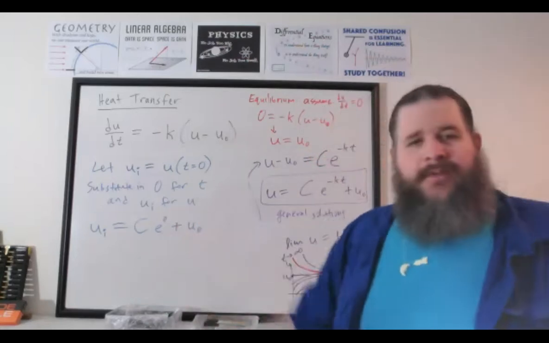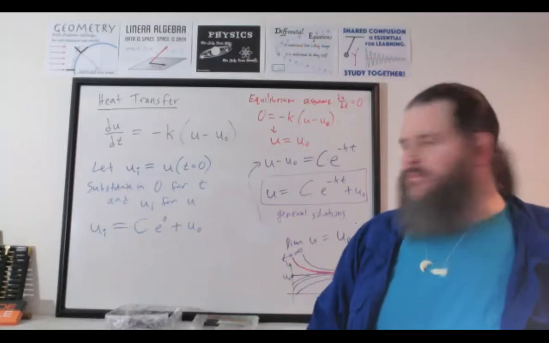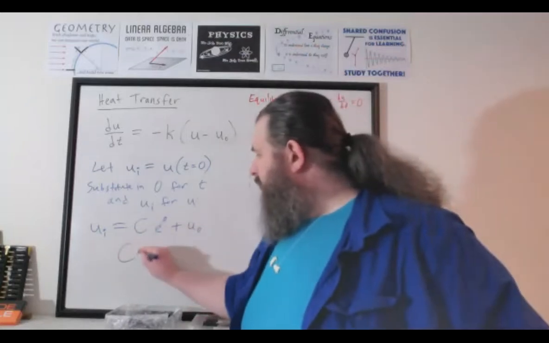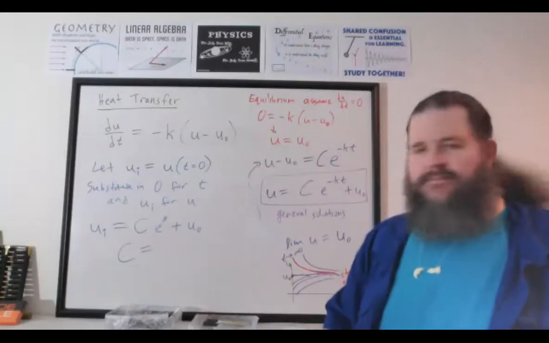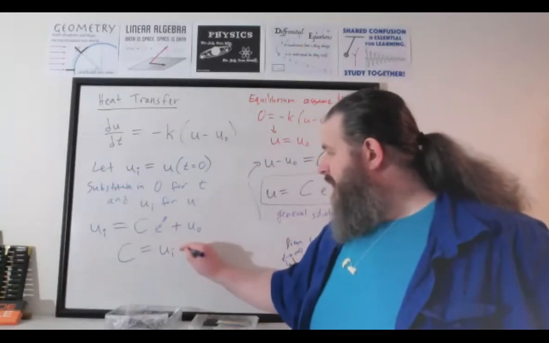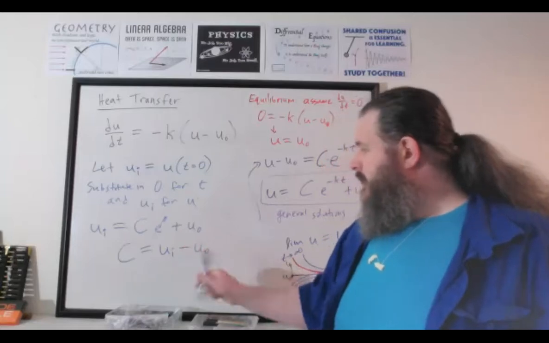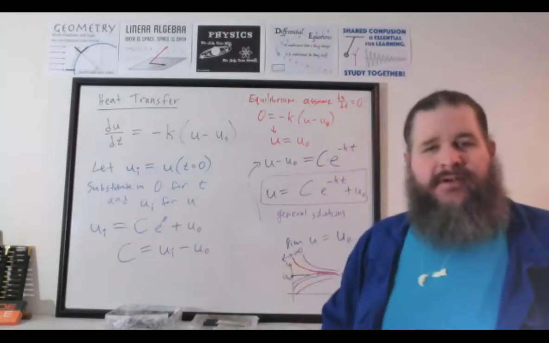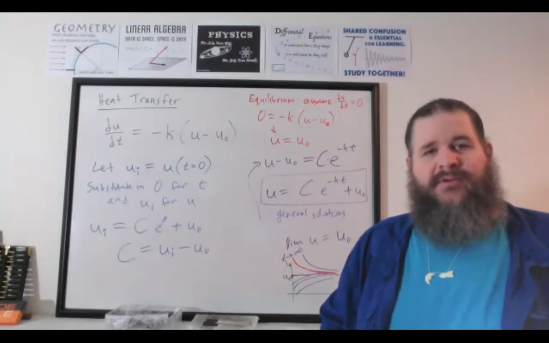And what's e to the 0? 1. Yeah, so we just get C times 1. And then if we solve that for C, what do we get? Ui minus U0. Right. The initial temperature of the object minus the temperature of the surroundings. In other words, the initial difference between the object's temperature and the surroundings temperature.